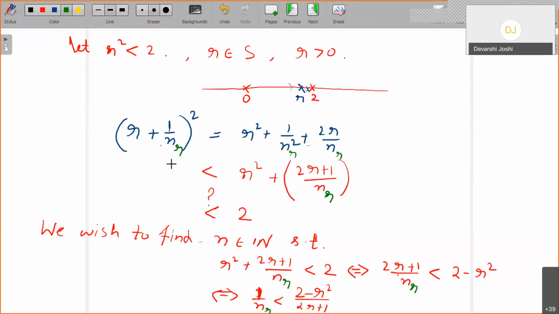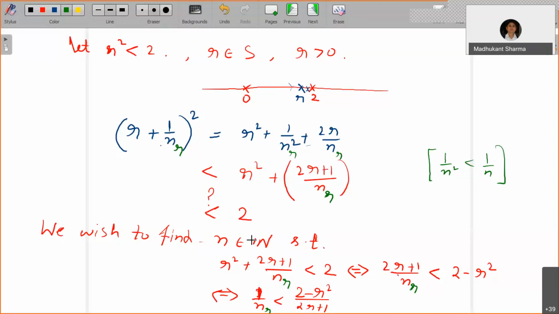If you open up (a plus b) whole square, it is a square plus b square plus 2ab. Now 1 by n square, you use the fact that 1 by n square is less than or equal to 1 by n. So r square plus this is going to be 2r plus 1 by n. Okay, I understood. Now what we want is this element to be strictly less than 2.